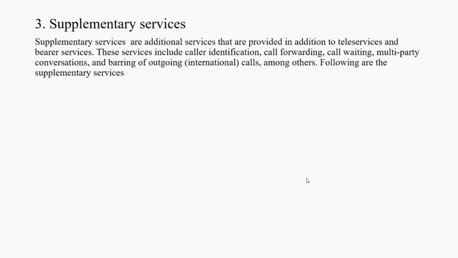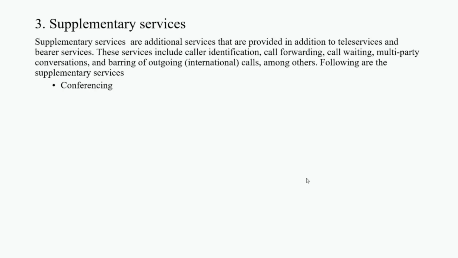Now, the third type of service is supplementary services. Supplementary services are additional services that are provided in addition to teleservices and bearer services. These services include caller identification, call forwarding, call waiting, multi-party conversation, and barring of outgoing international calls, among others. Following are the supplementary services.